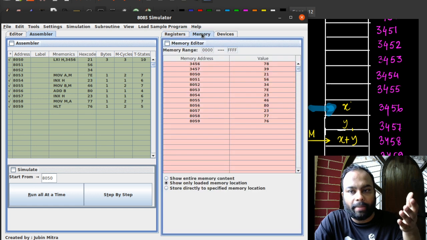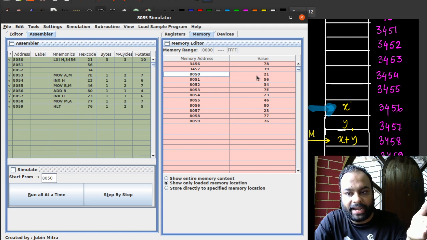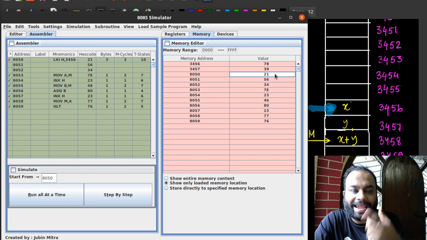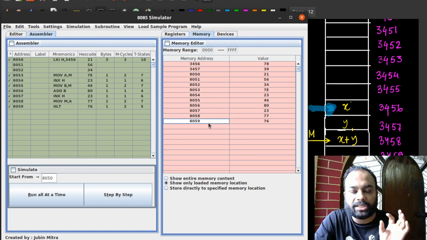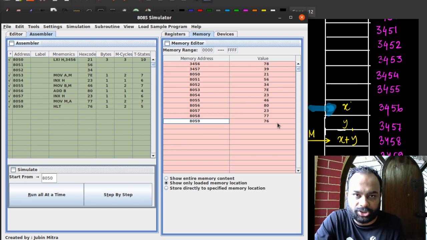So now if I do a memory inspection, look carefully, my program starts from memory location 8050, right? So in memory location 8050, I actually have the opcode of LXI H residing. Then in the next memory locations, we have 3456, in again little endian byte ordering, this memory address, right? So my program starts from memory location 8050 and ends at memory location 8059 with the halt instruction's opcode. So what is the opcode for the halt instruction? That's 76. That's the end.